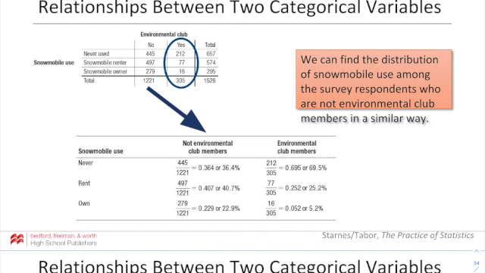You could do the same thing to find the distribution for those that are not in the club as well. Notice that if you were to add the percents for those that are not, that would reach 100%. That would make sense because if you think of the 445, the 497, and the 279, if you add those together, that gives you the total of 1,221. And the same for if they're club members.